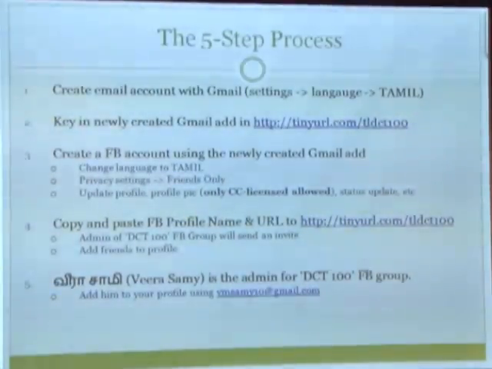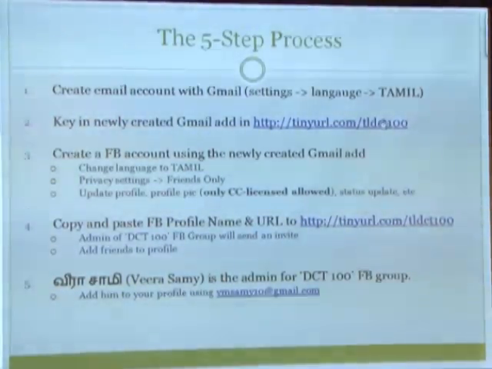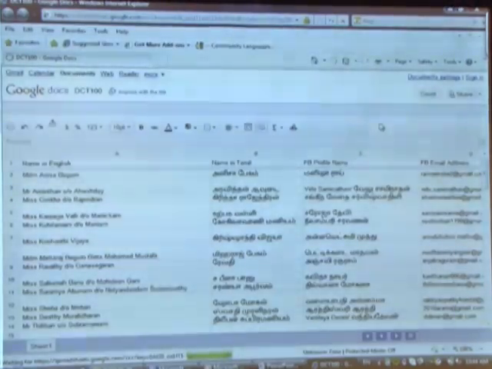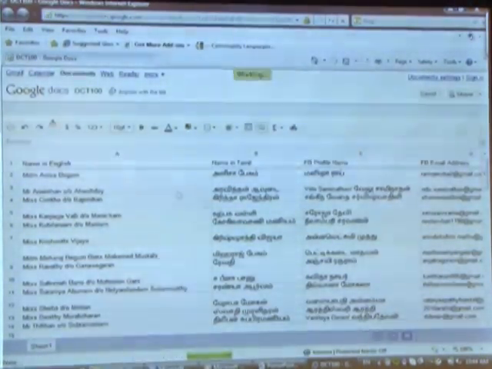The 5-step process. First, the students have to create an email account with Gmail. They have to use the settings, Tamil language setting, so they have to work in Tamil only. Then they have to key in the newly created Gmail address on this tiny URL website. Okay, here this is their original name. This is their name in Tamil. This is their Facebook profile.